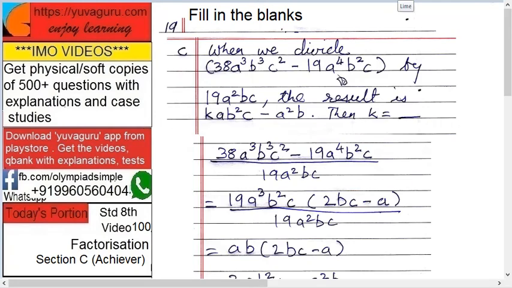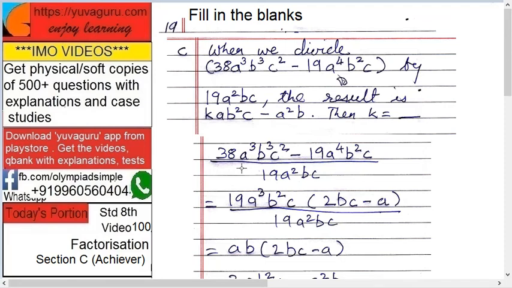That is the answer. When we divide 38 a cube b cube c square minus 19 a raised to 4 b square c by 19 a square bc, the result is k into ab square c minus a square b. Then the value of k is... Very simple problem. Divide this full expression above by 19 a square bc. Okay. Now how to divide? You can do by division method also, or follow the simple factorization method.